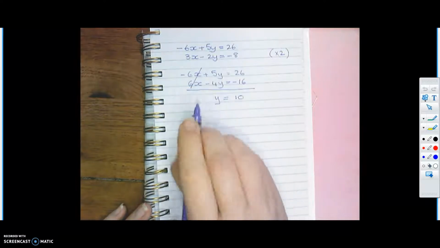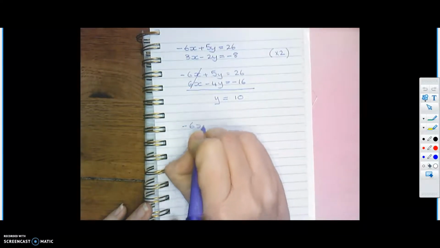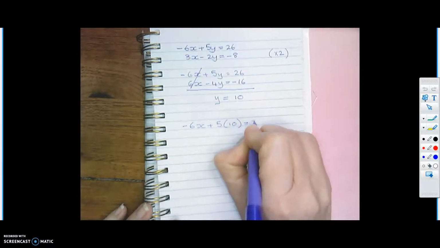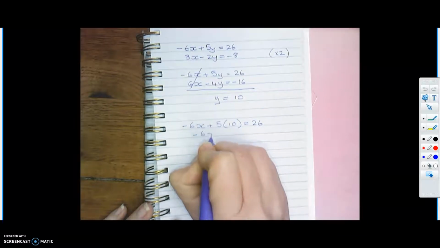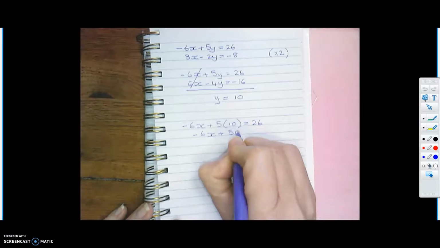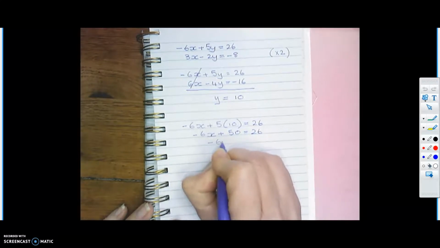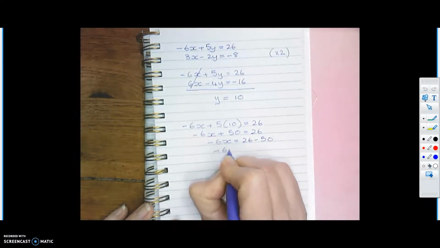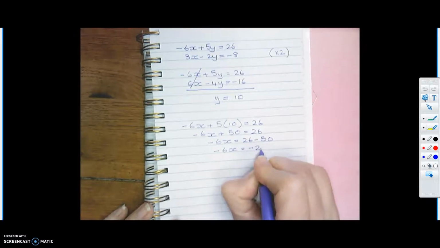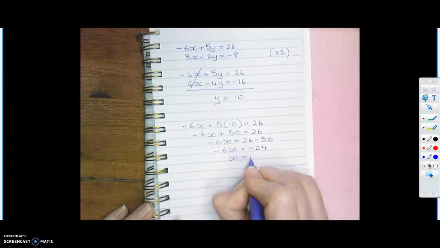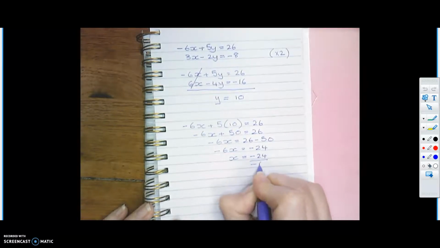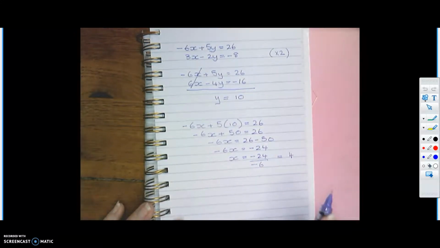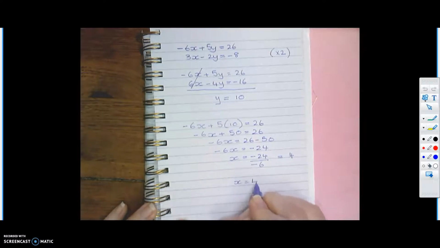You then choose one of the original equations and plug in your y. So if we go minus 6x plus 5 times whatever y was is equal to 26. Multiply it out. Minus 6x plus 50 is 26. Take away your 50. Minus 6x is equal to minus 24. So x is equal to minus 24 divided by minus 6. I have a minus and a minus over each other, so that's the same as a plus. So you're just getting 4. So your answers are x equals 4 and y equals 10.